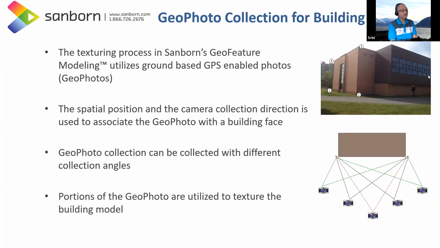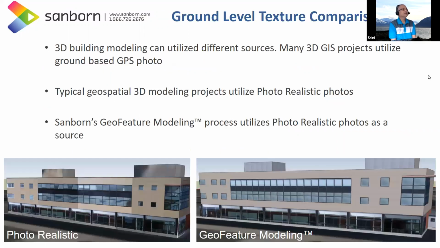As far as the texture is concerned, Sanborn has come up with its own method using GPS-enabled photos. We call it geo-feature modeling. What you are seeing in the picture on the right-hand side is a building being captured with a GPS-enabled camera from different angles. The angles need to be determined depending upon the buildings that we capture. Here I need to add one more thing. Most of the buildings we can get from the oblique imagery itself, but in some cases, for a few of the buildings we may have to go to the ground, and then we have to capture using the GPS-enabled cameras as shown in this slide. Next one.